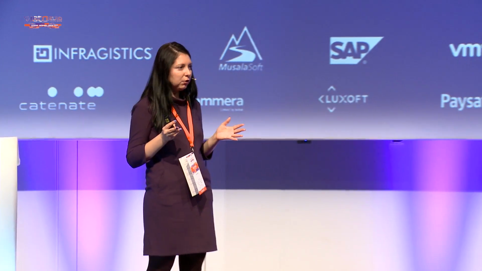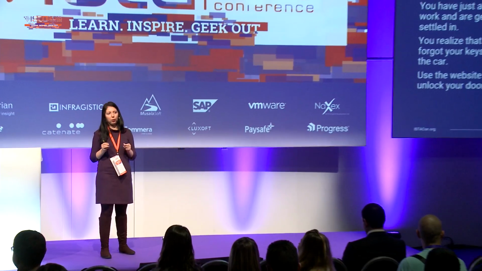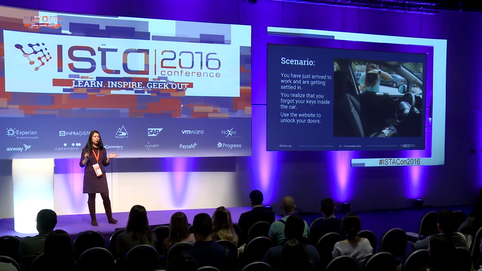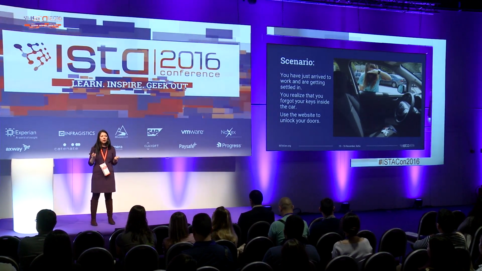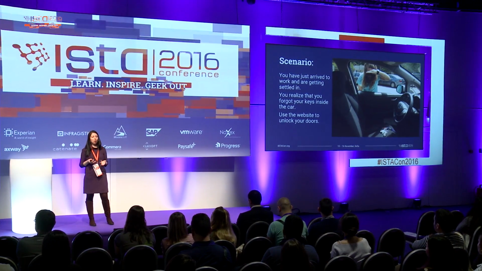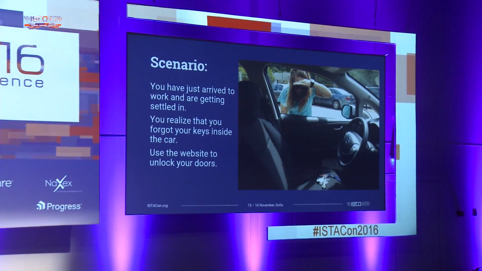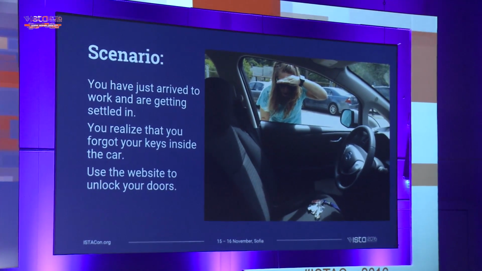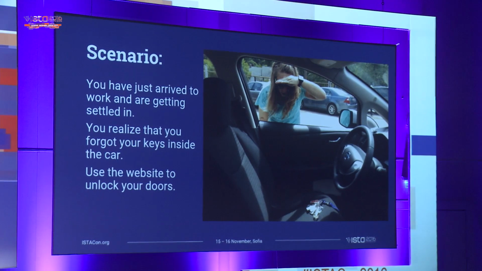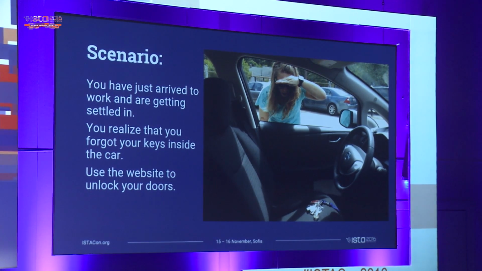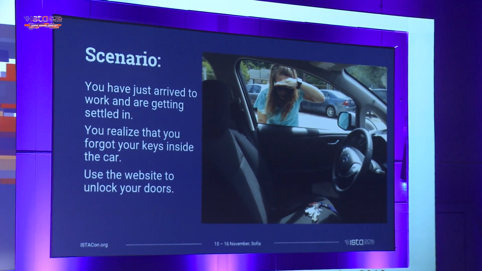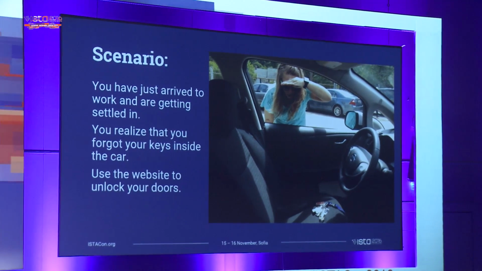We mentioned that we need a predefined scenario. Let's look at one example of what it would be. Imagine that you just arrived at work and you're getting settled in at your desk, and then you realize that you forgot your keys inside the car. Of course, there are fancy systems that actually give us the possibility to unlock the doors of our car through the website. So use that system and unlock your car.